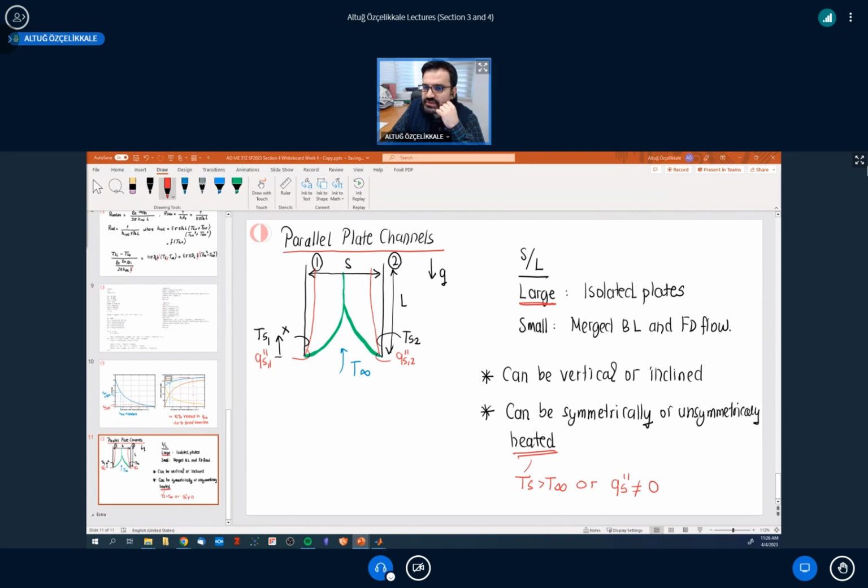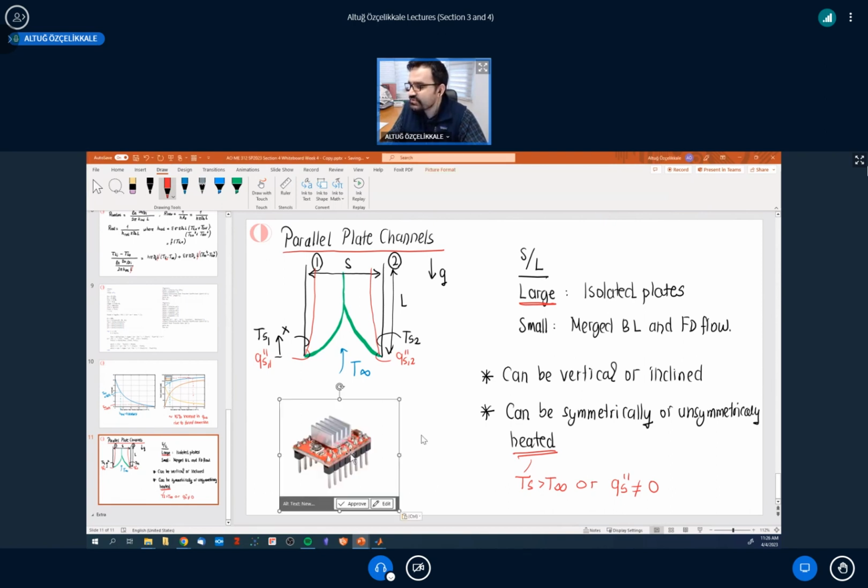You might be wondering what kind of typical scenarios we encounter. Why are we so invested in analyzing these parallel plate channels? I'm going to show you this. Here is a heat sink. When we did fin analysis in chapter 3, we didn't really care about obtaining the convection heat transfer coefficient associated with the fin surface, right? But now we will be able to do this, and it will depend on the spacing between those two parallel plates. And this is how we are going to be able to discuss that.